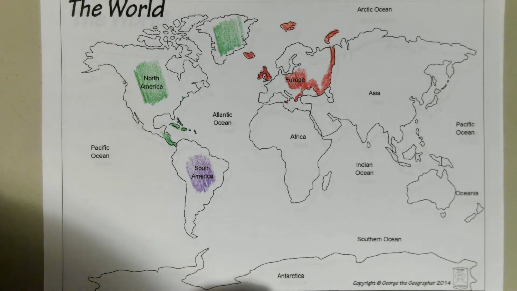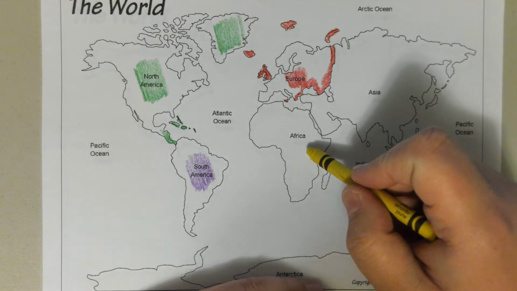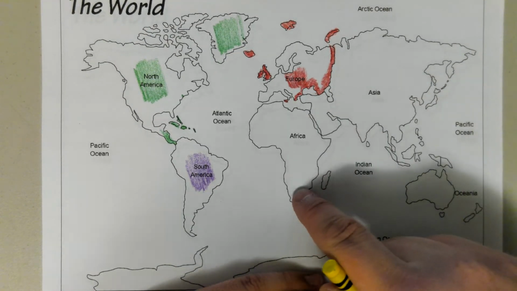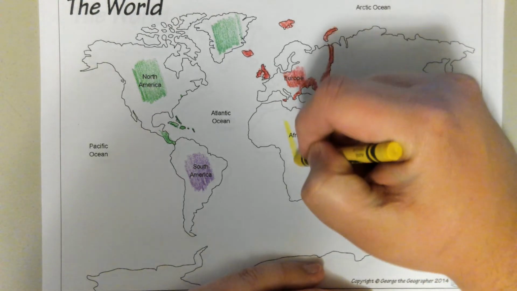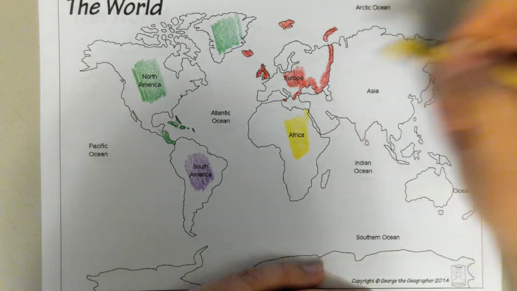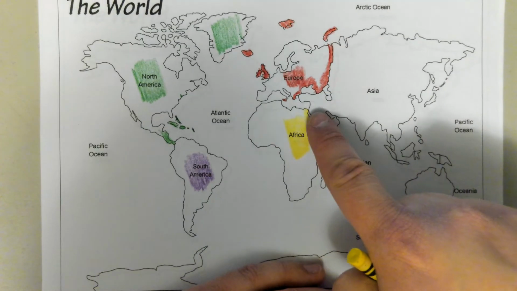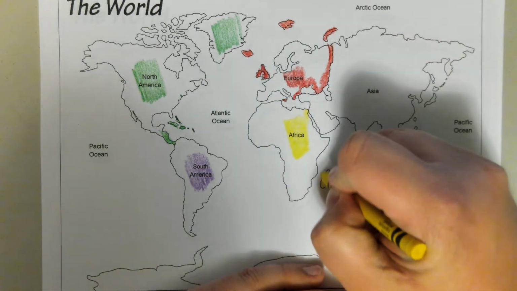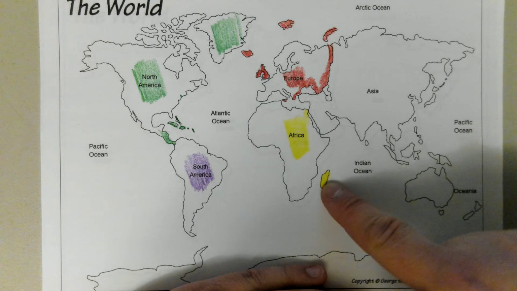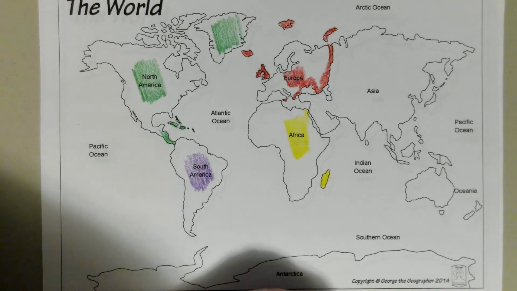The next continent that we're going to color is Africa. Africa is the second largest continent, and even though it looks a little bit small here, it really is number 2. So Africa is going to be yellow. Africa ends right there. And as you can see where these lines are, that shows where we separate it from water. And this island right here, that's the country of Madagascar. That's part of Africa too. So Africa is going to be yellow.